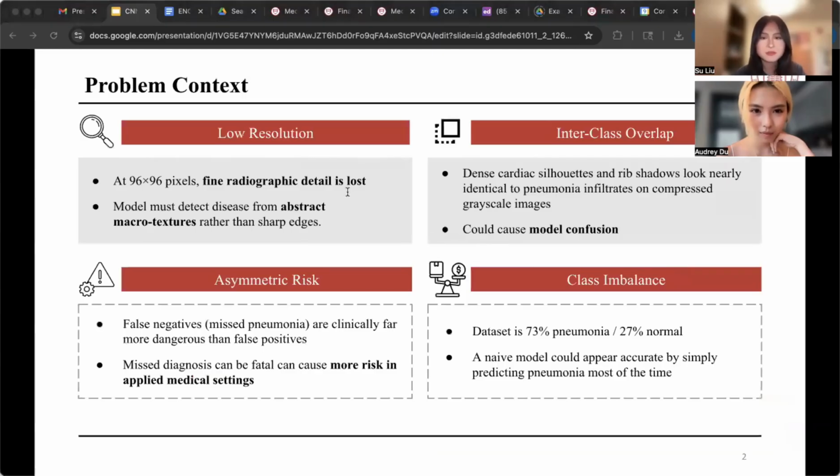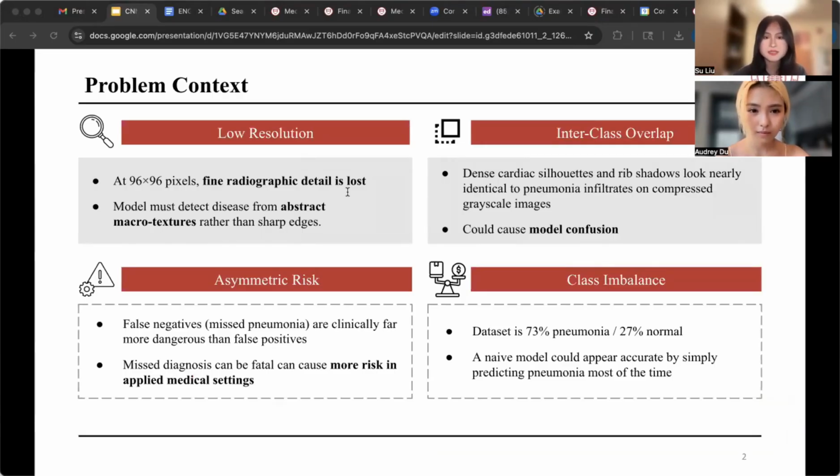To give a little bit of context, this problem actually looks a little bit harder than it sounds. First of all, we have a pretty low resolution picture that forces the model to work from abstract textures, and normal anatomy looks very identical to a pneumonia infiltrate. This could lead to problems like false negatives, which are misdiagnoses that could cause a lot of harm in clinical settings.